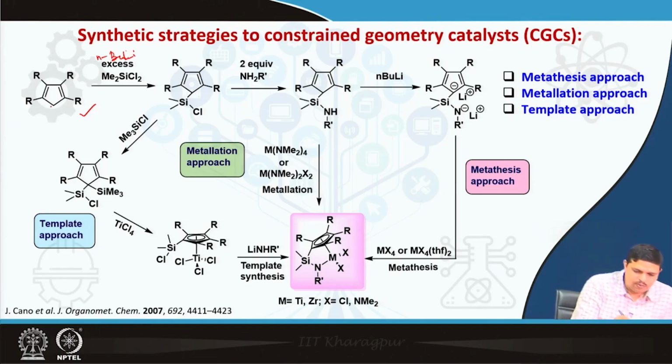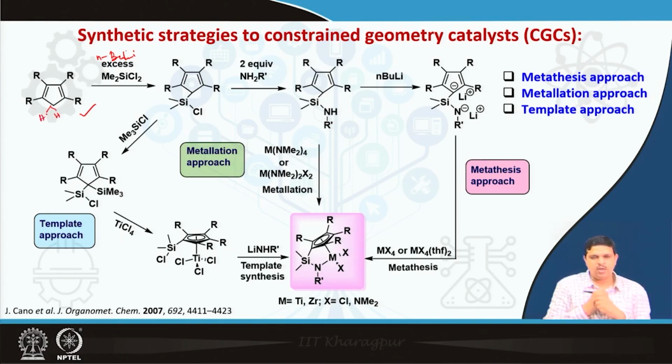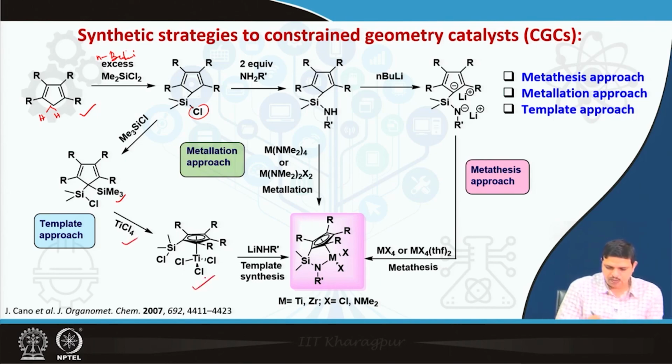So here you have a H, and you use n-butyl lithium, then it will be deprotonated, and use excess dimethyl dichlorosilane, then you get this SiCl, that is very labile, and then you react with this one, then you get this compound, and then finally react with TiCl4, then you will get this one. This is called the template approach.